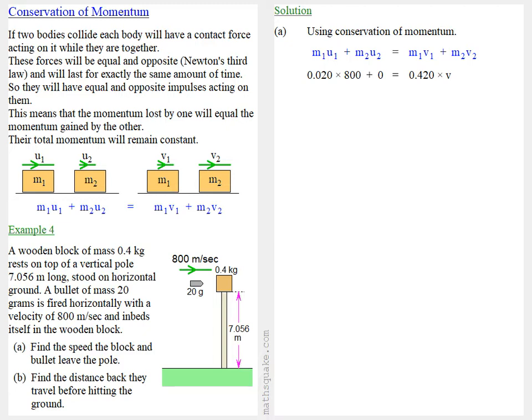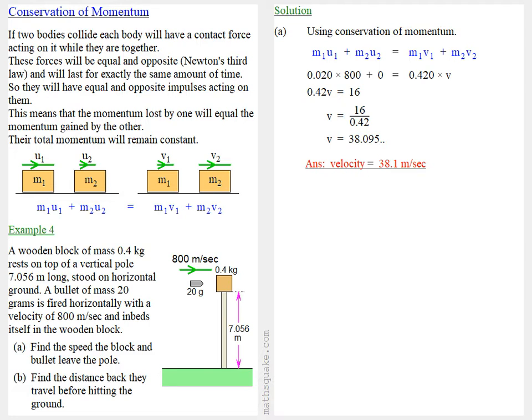After the bullet embeds itself in the wood, the block will have a mass of 0.42, so the final momentum will be 0.42 times v. Now that simplifies to 0.42v is equal to 16, and if we divide both sides by 0.42, we get v is 38.095. So rounding off, the velocity of the bullet and the block together is 38.1 meters per second.